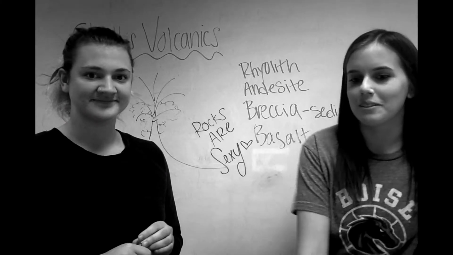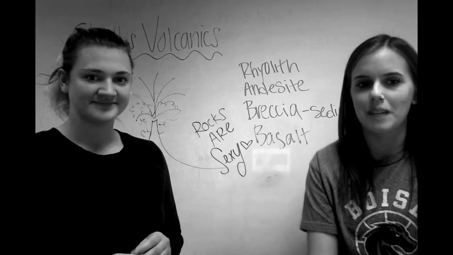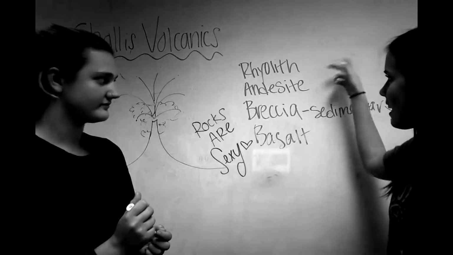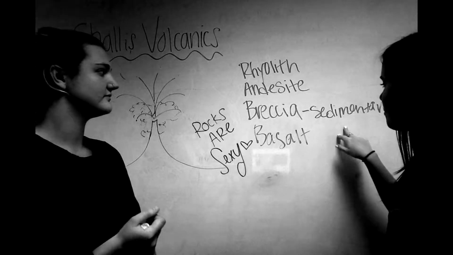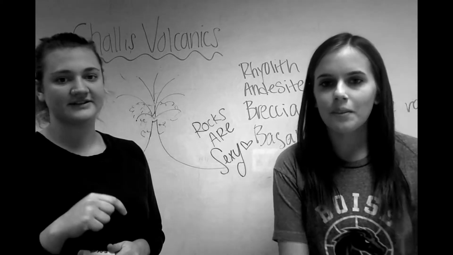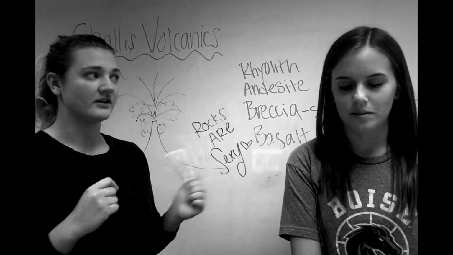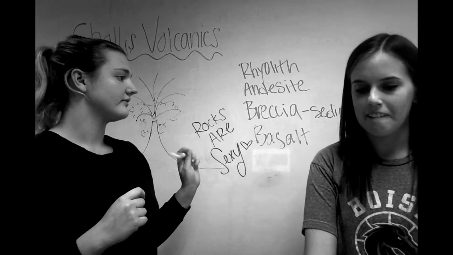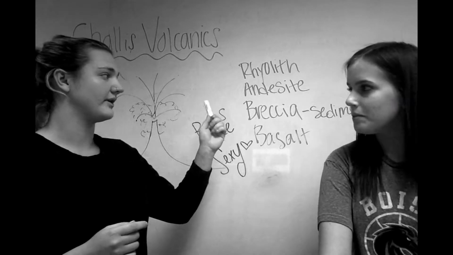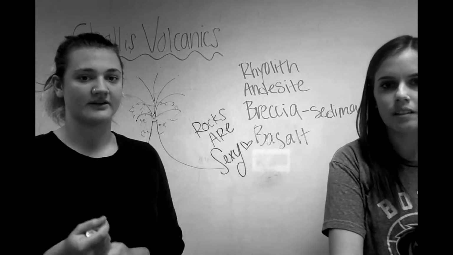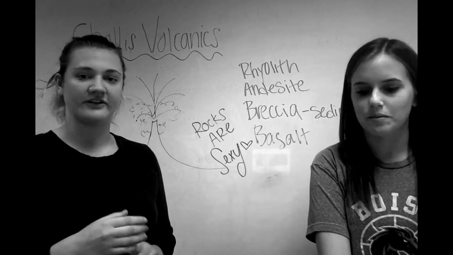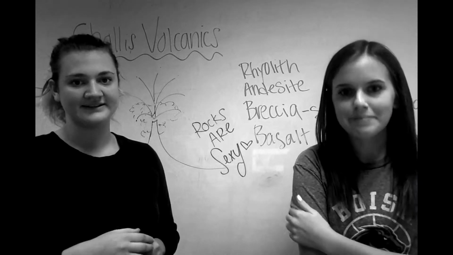Okay, so we found some more rocks for Challis Volcanics, and the first ones are rhyolite, andesite, breccia, which is a sedimentary rock, and basalt. Most of these rocks that we found are mostly conglomerate or igneous. But we also wanted to point out that sedimentary rock is found here, because it was part of the oceanic lithosphere, so we also want to add that.